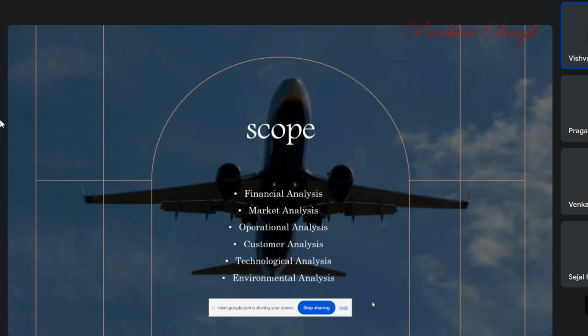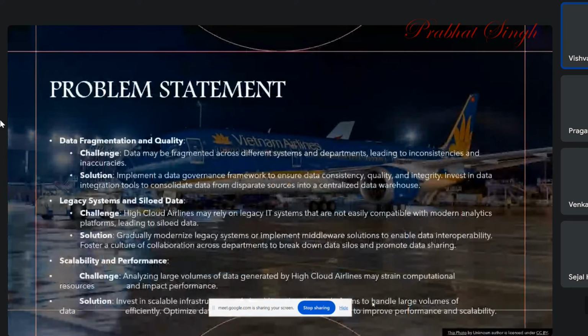As per the scope of business, we have added financial analysis, market analysis, operational analysis, customer, technological, and environmental analysis. Overall, the scope of HiCloud Airlines' business is multifaceted, encompassing various aspects of air transportation, luxury travel, hospitality, and logistics. By focusing on excellence, innovation, and customer satisfaction, HiCloud Airlines aims to position itself as a leading player in the aviation industry.